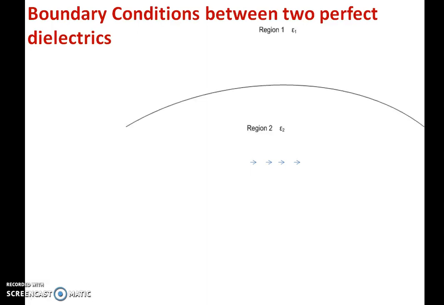Hello all. In the last video, we saw the boundary conditions between the conductor and free space, and also between the conductor and dielectric material. In this video, we will see the boundary condition when there are two perfect dielectric materials. What happens when the field flows from one dielectric material to another? What will be the tangential component and the normal component of the field and flux density at a particular boundary?